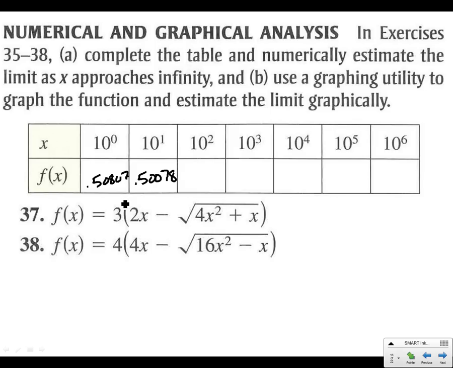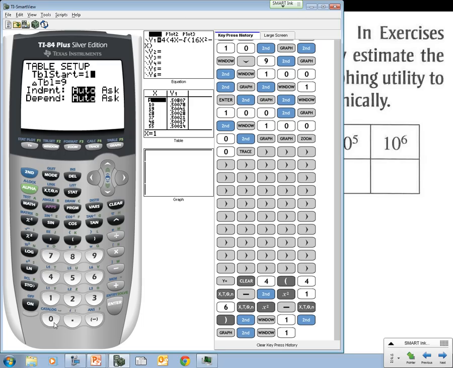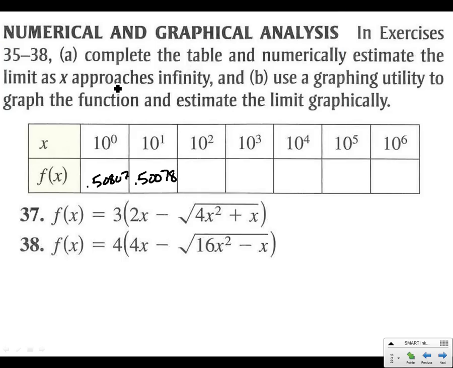I think right away you can probably guess what we're approaching. Let's put a couple more values in there real quick. And how about 100? 0.50008. So you can see right away that we are approaching 0.5.